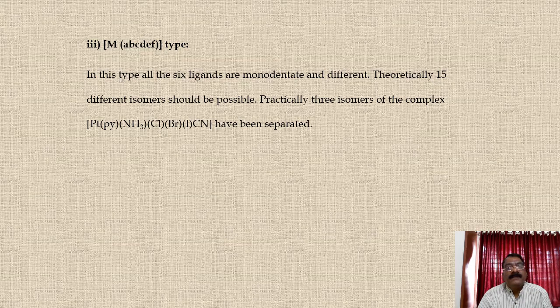Third type, M A B C D E F. Here all 6 ligands are different. They are monodentate ligands. And theoretically 15 different isomers are possible. Practically, 3 isomers of the complex can be separated.